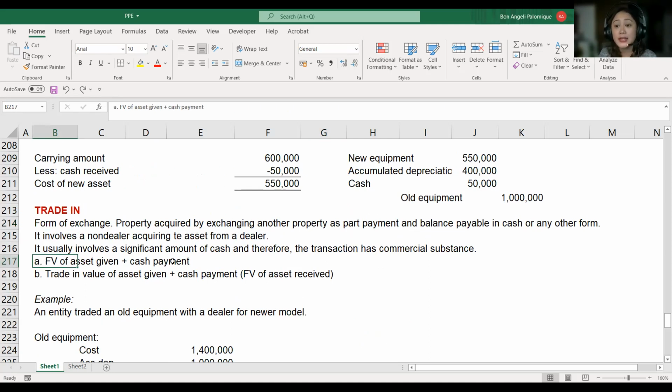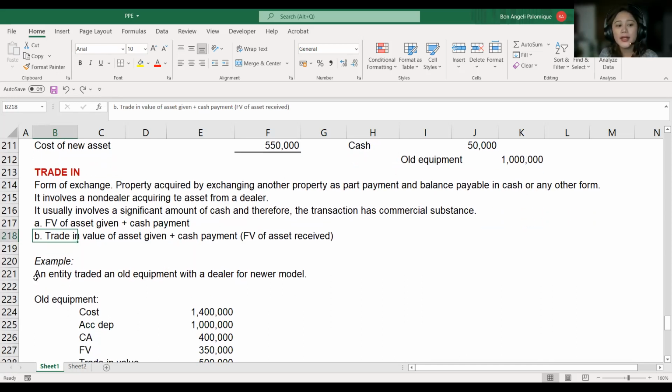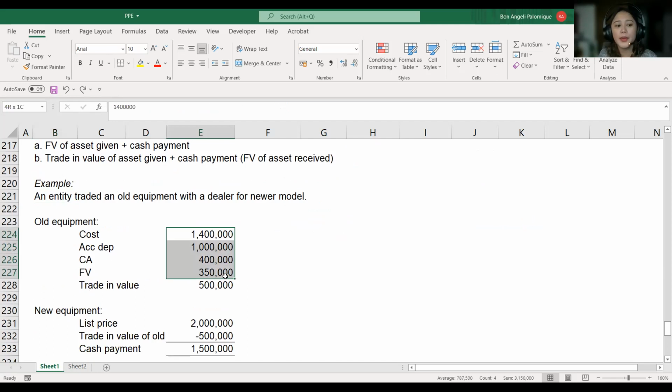Fair value of asset given plus cash payment. Or pwede rin kapag wala ito, trade-in value of asset given plus cash payment equals to the fair value of asset received. Okay. So, an entity traded an old equipment with a dealer. Kay dealer ka. Pag kay dealer, ibig sabihin trade-in yun. Pag normal na silang dalawa yung nag-exchange, exchange yung tawag. For a new model.